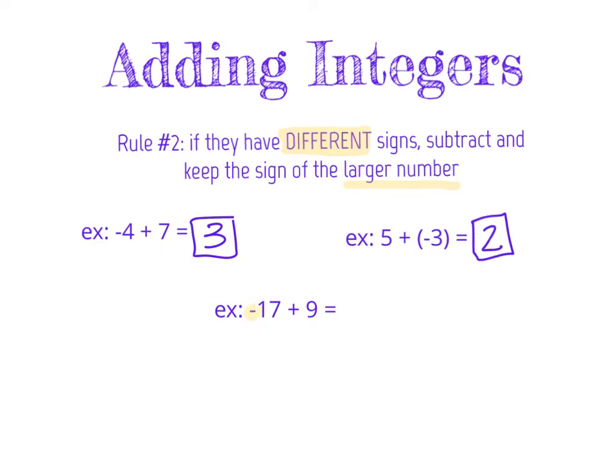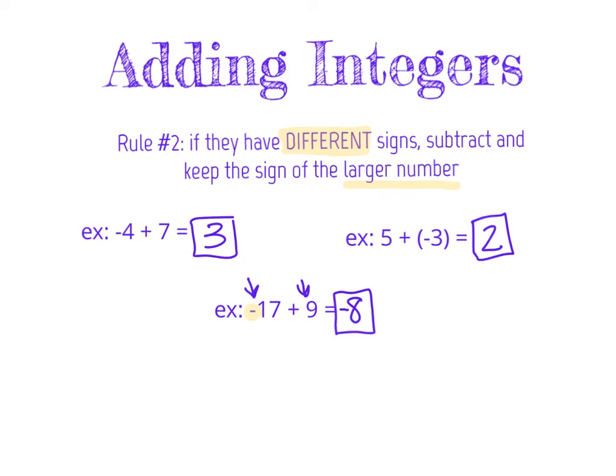So again, we have a negative and a positive. They are different signs. I have more negatives, so I'm going to do 17 minus 9. 17 minus 9 is 8. Because there are 17 negatives and 9 positives, there are more negatives, and my answer is negative as well. So negative 17 plus 9 is negative 8.